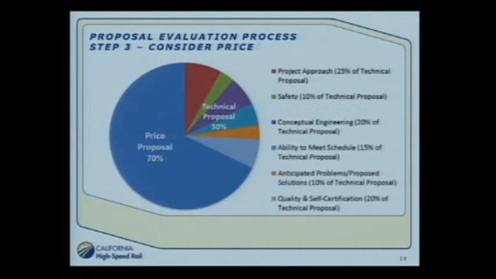Okay. Then we move on to what's called the price consideration. Although it actually folds back in the technical proposals that we received, but now we only weighted at 30%, and the price component is a full 70%. The same 6 categories are in the technical proposal piece. That's 30%.